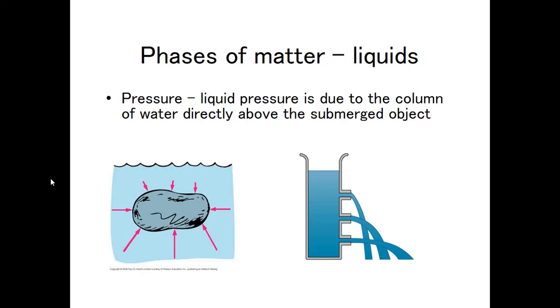If we had 3 holes poked in a cylinder, the hole on the bottom would shoot the furthest out because there's the greatest amount of pressure pushing on that water. The hole at the top would just dribble out.